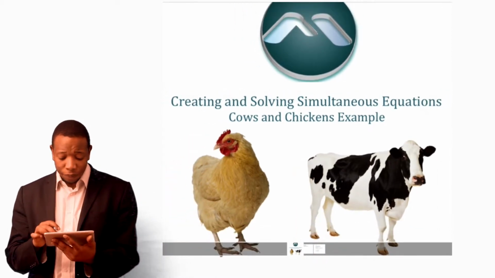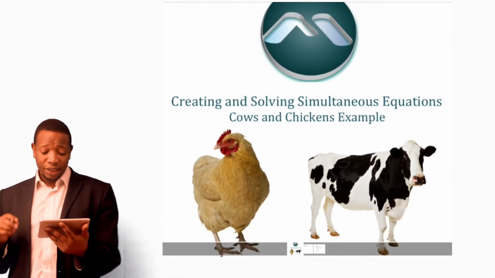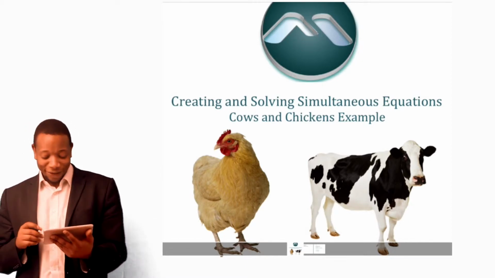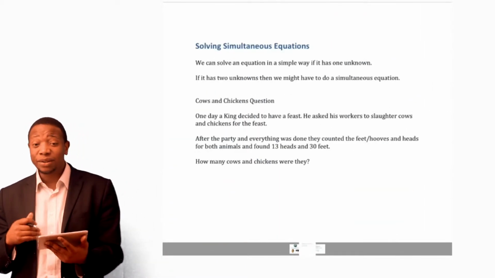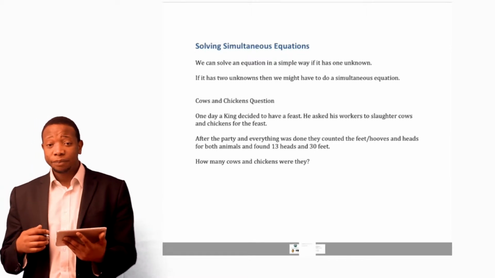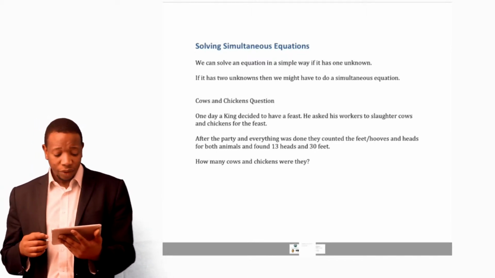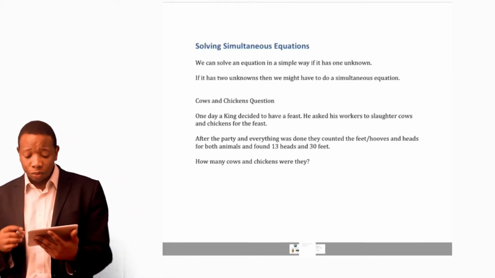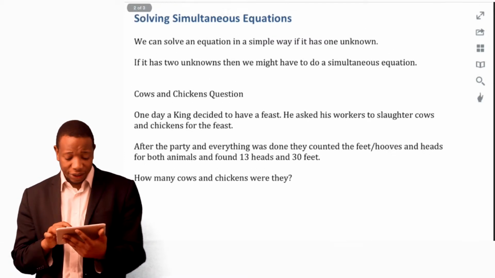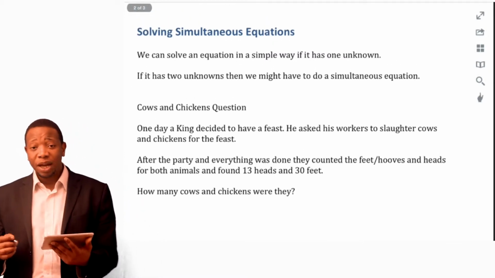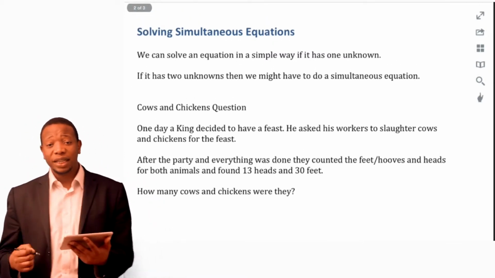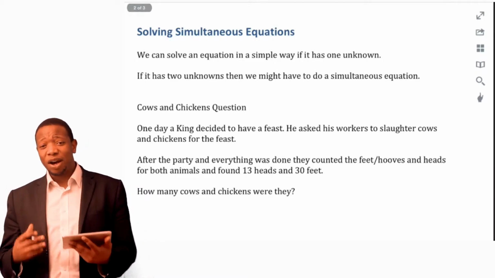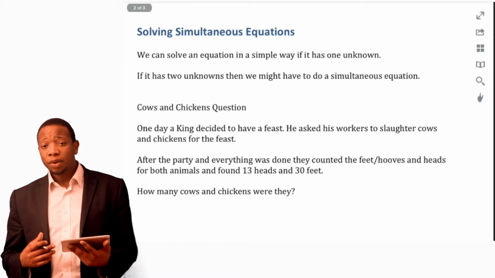It's creating and solving simultaneous equations, cows and chickens example. Right, so this is just a quick one. What we have is an example or question for cows and chickens, which wants us to solve. But now, if you give someone a question like that without telling them that it's linked to a simultaneous equation, people at times find it a bit hard to solve that.